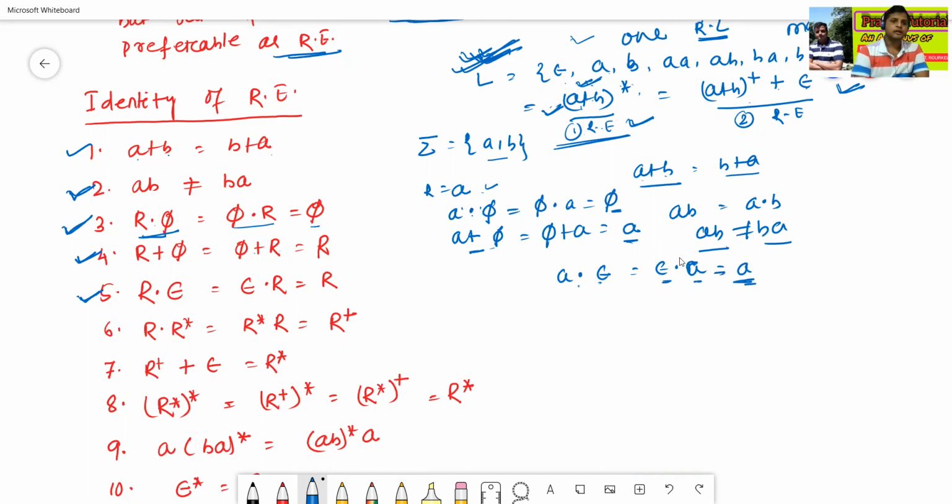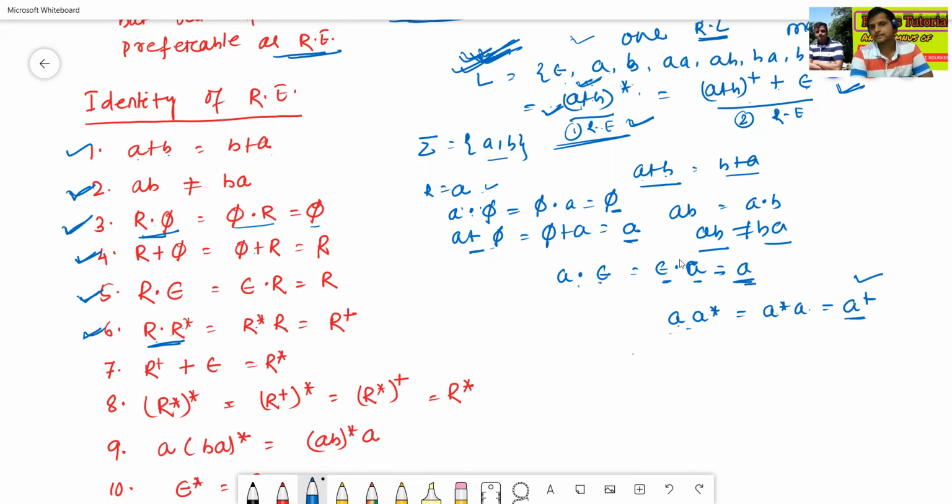What is the sixth identity? The sixth identity is r dot r star equals r star r equals r plus. What is the meaning of this? For example, a into a star equals a star into a, which is a plus. How do we get this output?